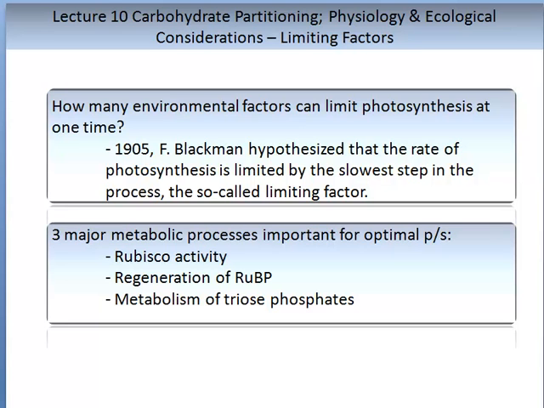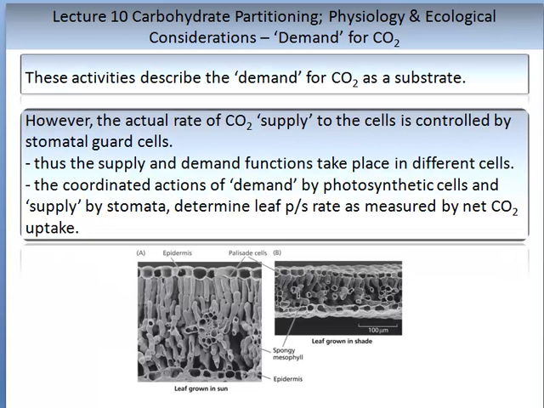So how many environmental factors can limit photosynthesis at any one time? It appears that there are three major metabolic processes which are important for optimal photosynthetic rates. These are Rubisco activity, the regeneration of RuBP, and the metabolism of triose phosphates. These activities describe the demand for carbon dioxide as a substrate.